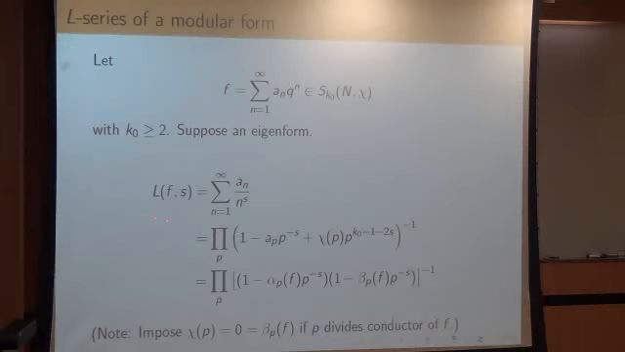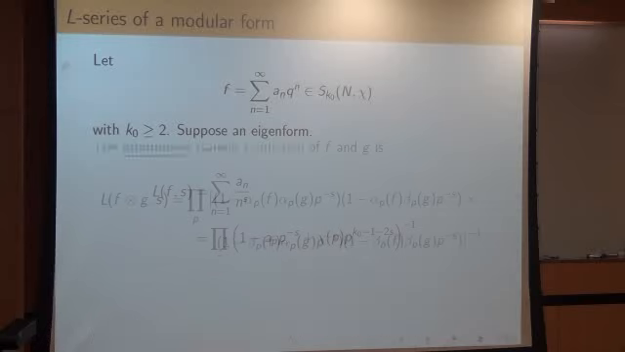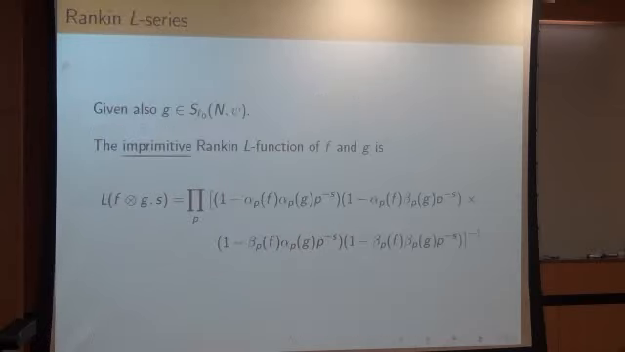that's just given in a simple way by the Mellin transform of its q-expansion. So you just take these coefficients and you replace q to the n by 1 divided by n to the s, and that's the L-series. Now there's another L-series that we can associate to two modular forms, which is called the Rankin L-series.